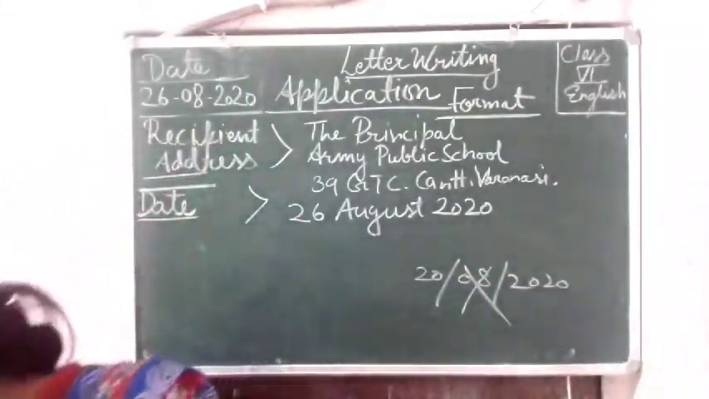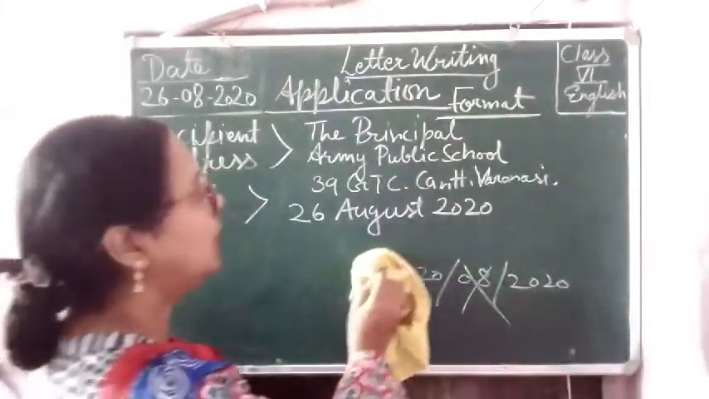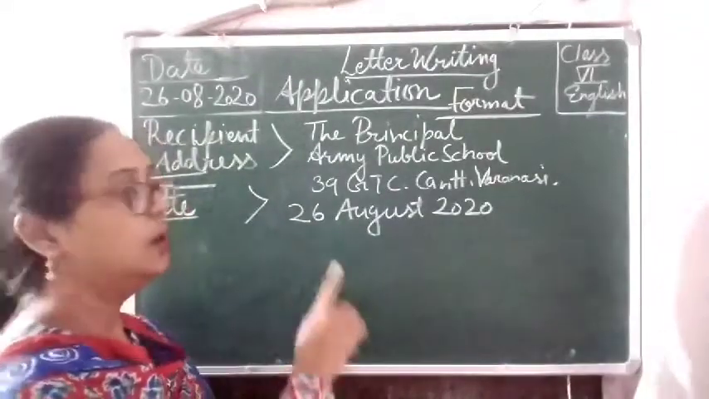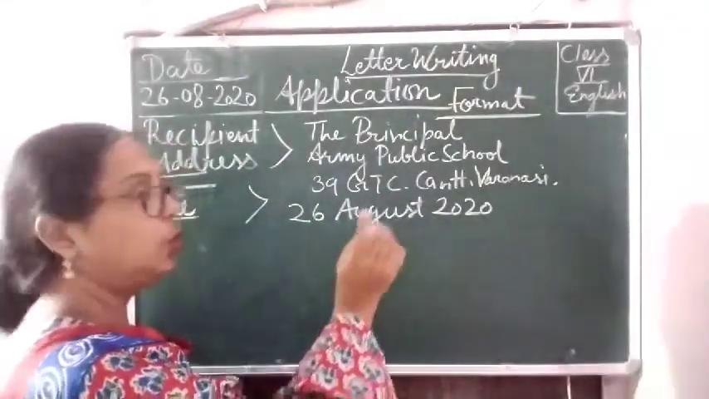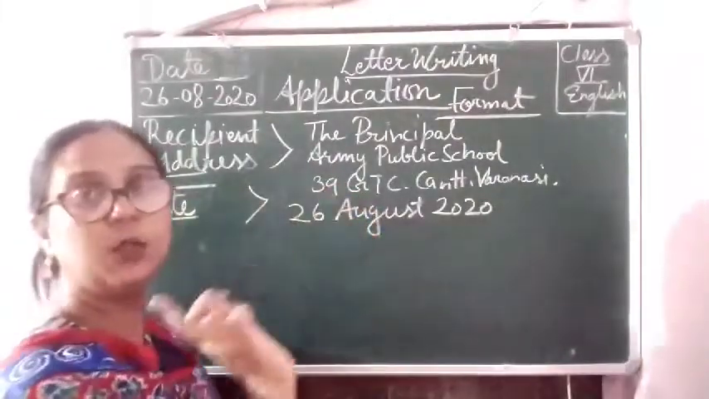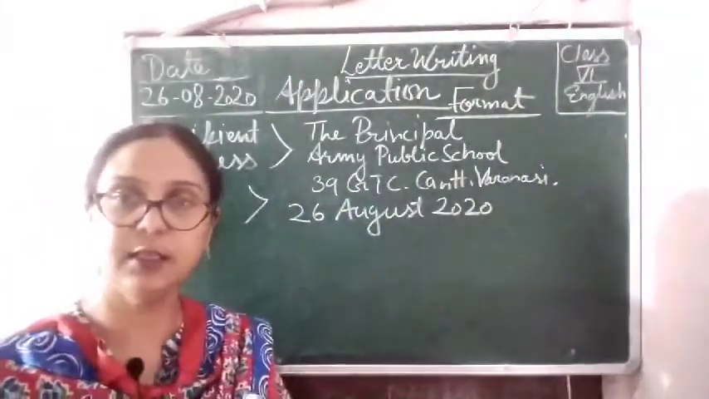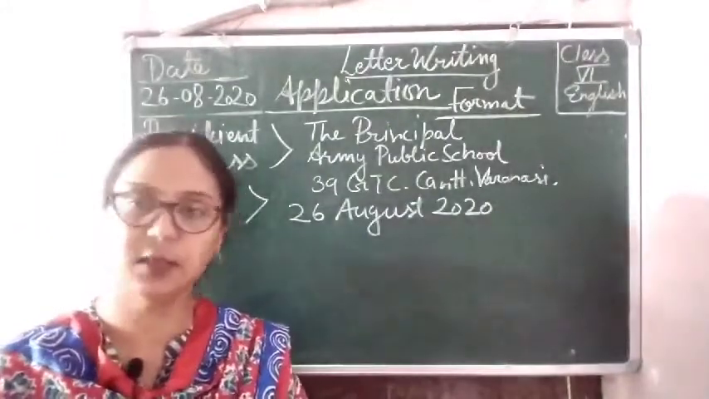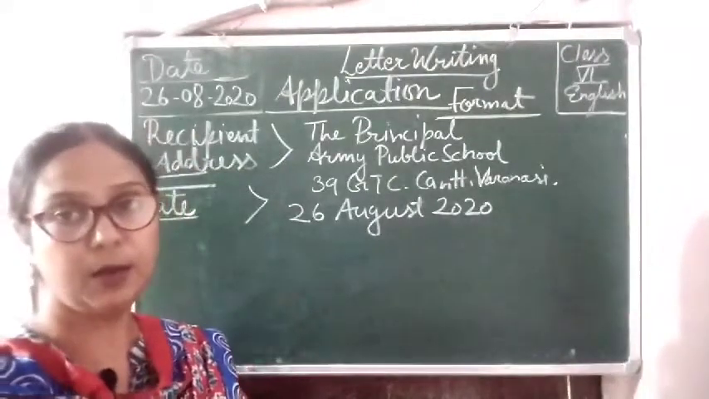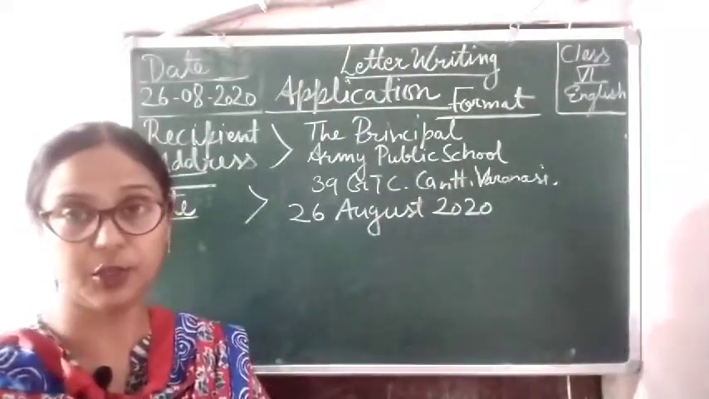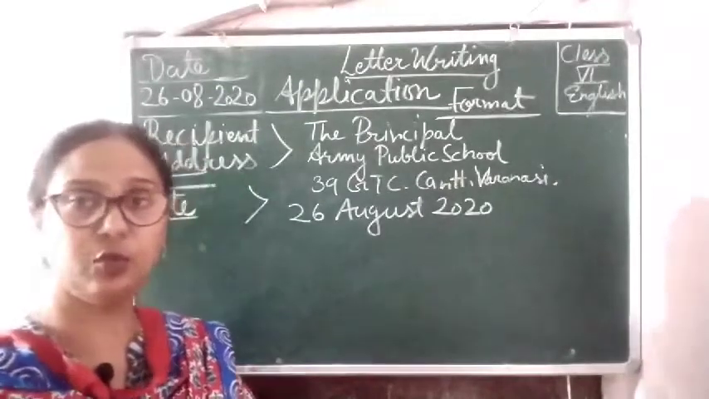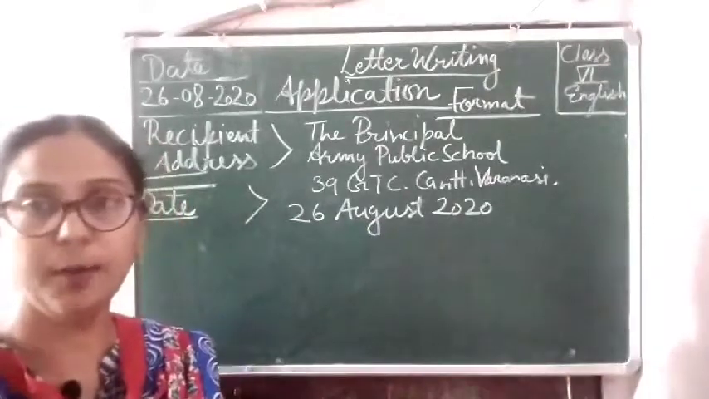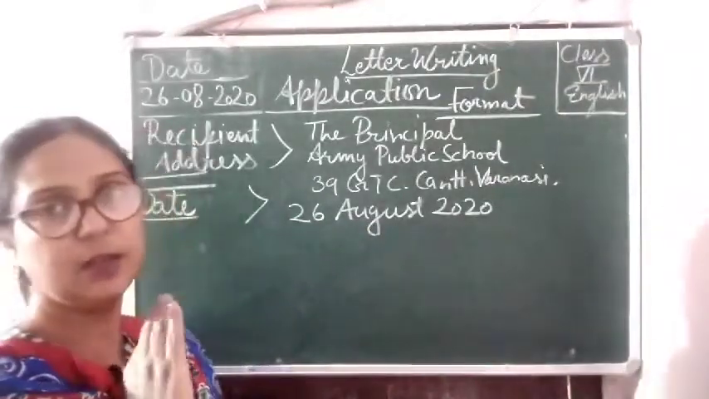So always keep in your mind, whenever you are writing an application, you have to write the full 26 August. Don't write TH or anything. There is no need to write TH or ND. These things are not required in application writing, like 2nd of August, 1st of August. There is no requirement for that whenever you are writing an application. So you have to be very direct. You should write 26 August 2020. There is no comma or anything else. You just write it straight.